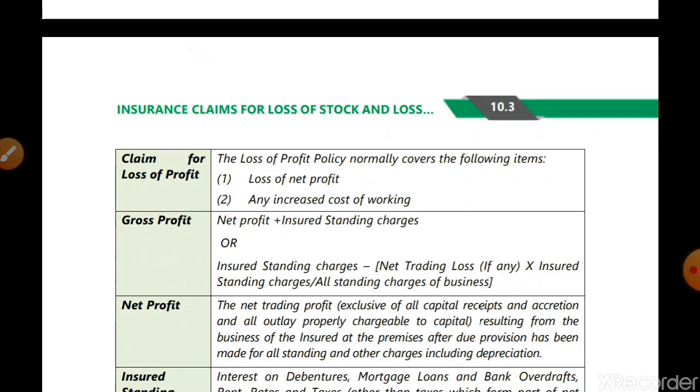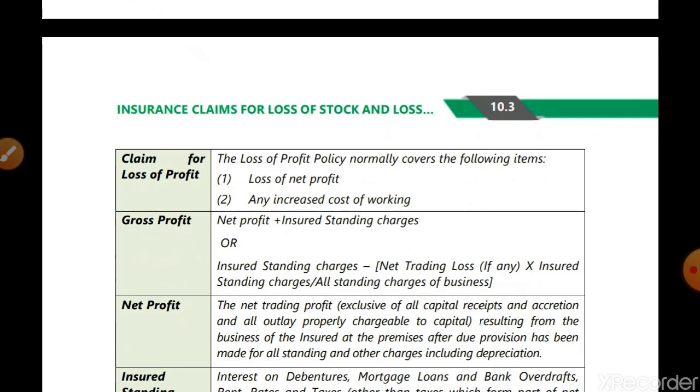Claim for loss of profits, that is, the loss of profit policy normally covers the following items: loss of net profit and any increased cost of working. Some important terms we need to understand in this chapter are these. In case of a loss of profits policy, these will be considered.